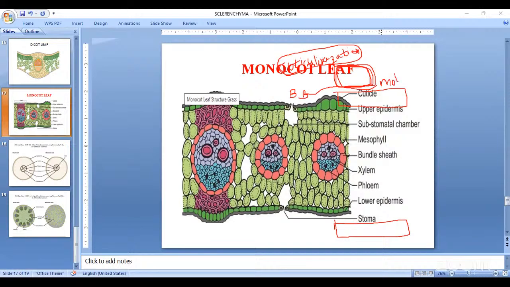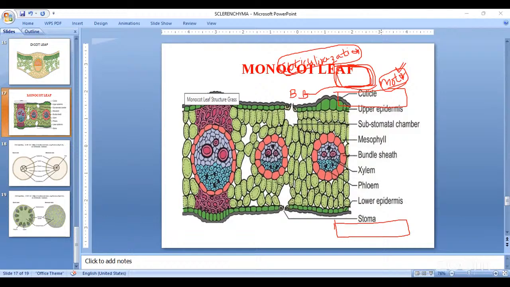The function of motor cells is rolling the leaf. When the wind velocity is high, the leaf automatically rolls, to prevent the loss of water by transpiration. So that is the importance of bulliform cells or motor cells. They are located in the upper epidermis, but they are not present in dicot leaf. Remember it. So this is about the epidermis.